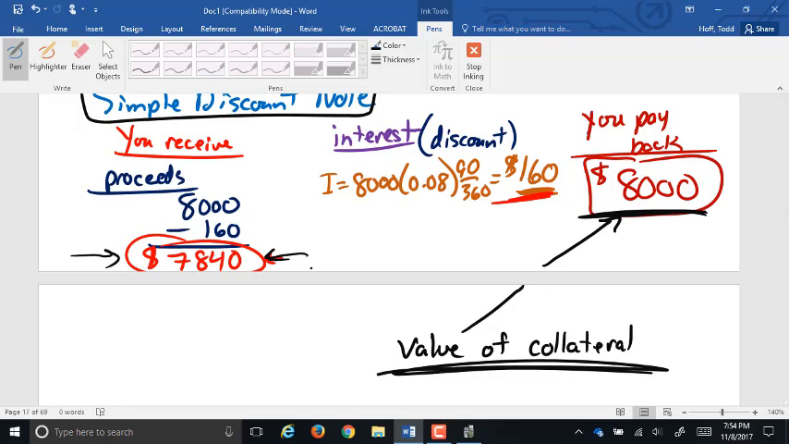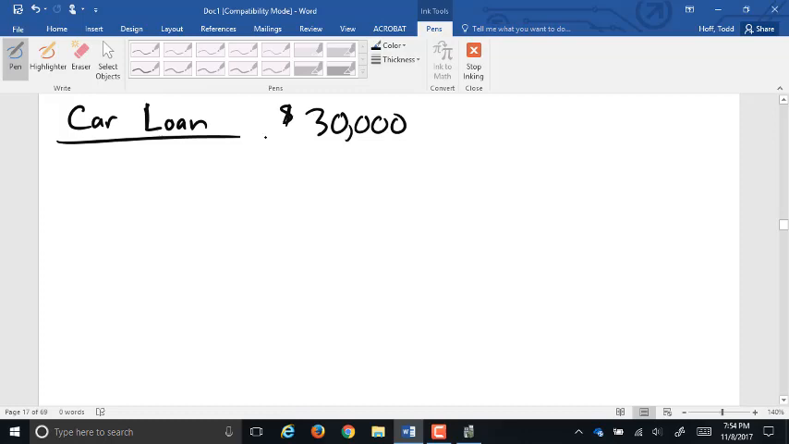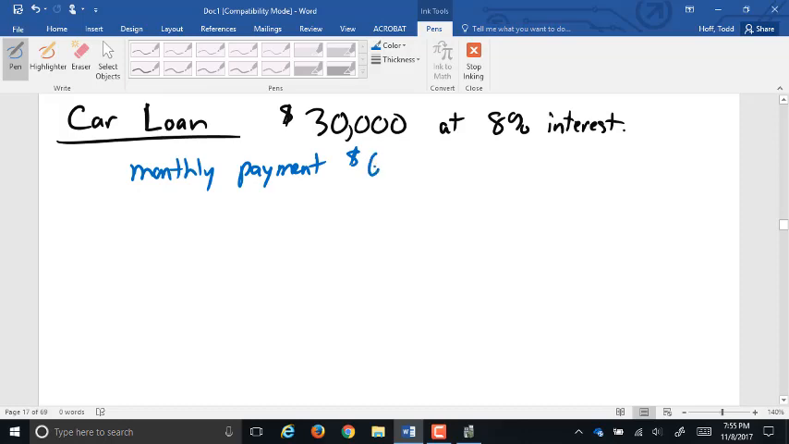The last problem I want us to look at tonight is this. A car loan. This car loan is $30,000 at 8% simple interest. To make it simple for us, your monthly payment is $600.